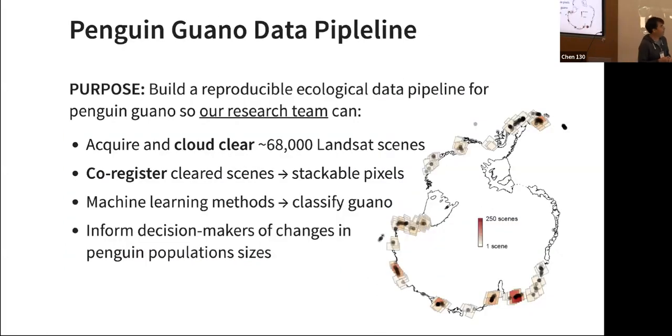What I'm doing is building a pipeline where we acquire all these Landsat images going back to the 70s, continent-wide, and we co-register them, because in Antarctica there really are no ground control points, so these images are often out of position with one another. And then why I'm here is using machine learning methods. The goal is to classify guano and then to use that in models of penguin population dynamics.